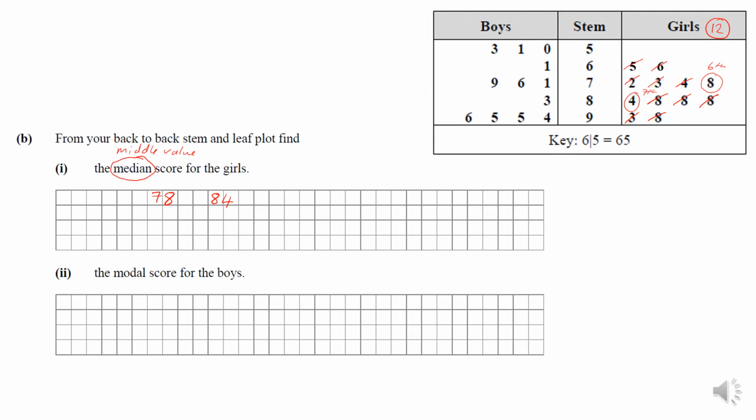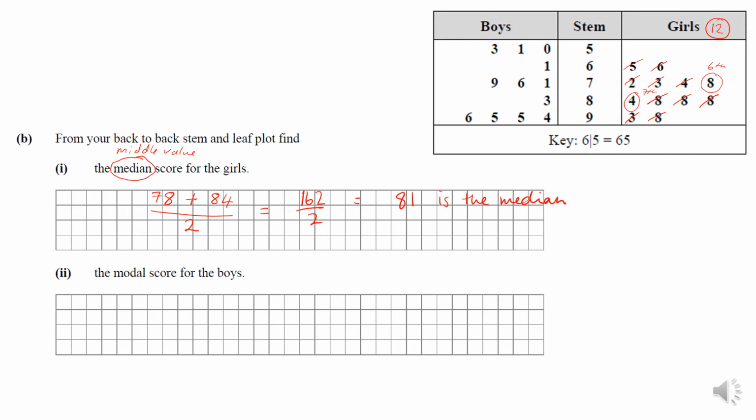So how do you find halfway between two numbers? You're finding the mean of them, add them together and divide by 2. Okay, and so when you add them together, you get 162. We'll divide that by 2 and we get 81. So 81 is the median.